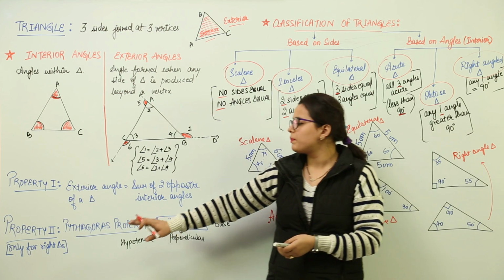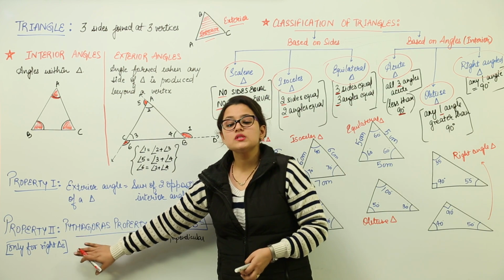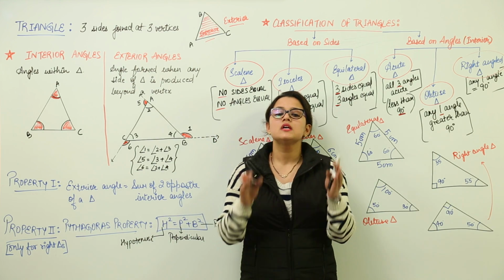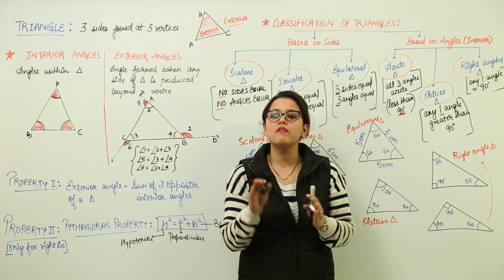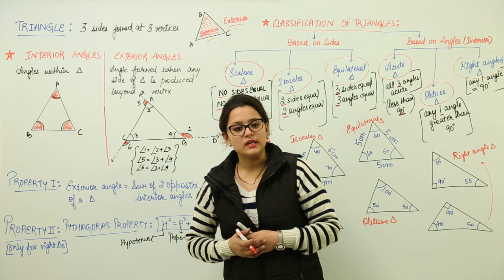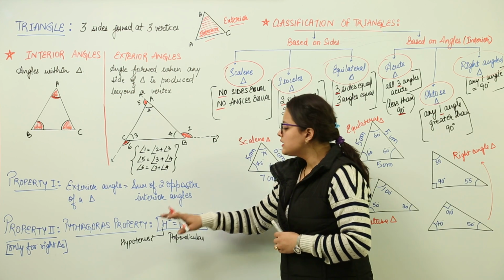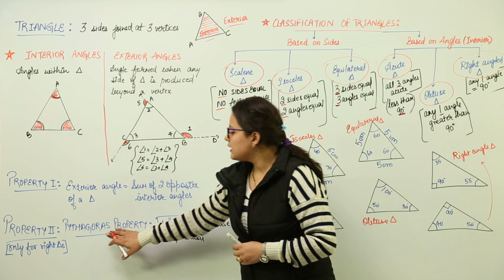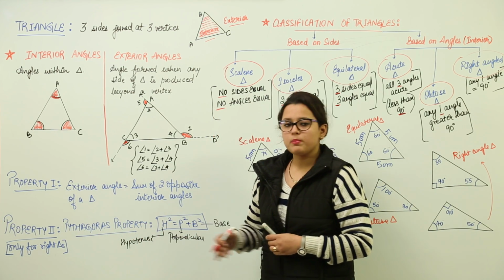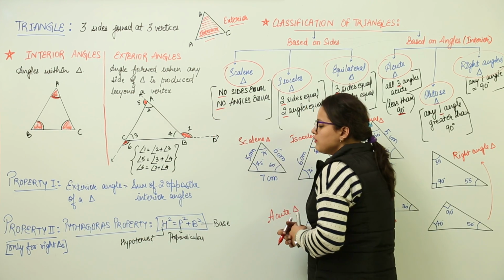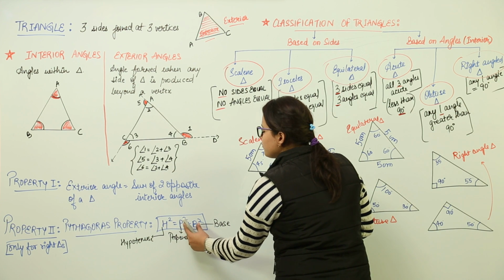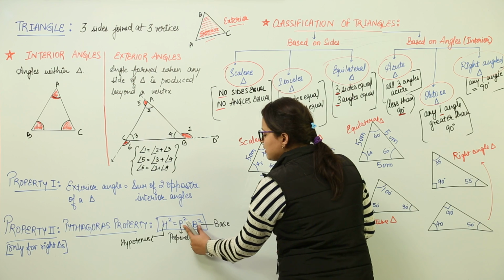Coming back to my property number 2 now, which is valid only for right angled triangles. That means the triangles must have one angle equal to 90 degrees. Only then this property is going to be applied. What is the property saying? The name of the property is Pythagoras property. As per this property, we have the hypotenuse square as the sum of squares of perpendicular and base.